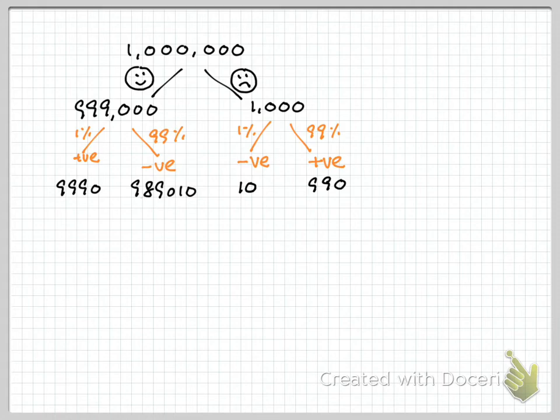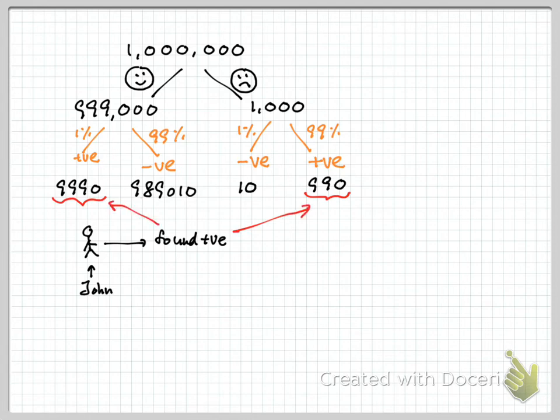Now that particular person, let's call him John. John undergoes the test, and he is found positive. What does that mean? That means John is among these two groups of people. Remember, we don't know whether John is infected or not. We only know that John, after the test, is found positive. That means John may be someone coming out from these 990, or John may be the one coming out from these 9,990.